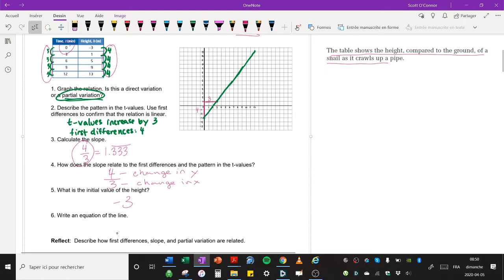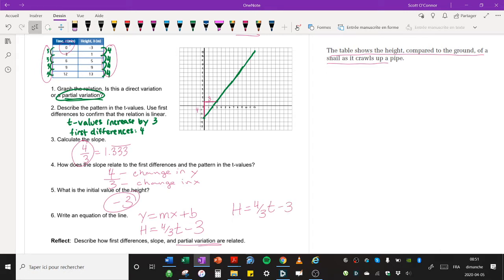Equation for this line. So when we write an equation in the form y equals mx plus b, in this case, we know it's partial variation, so it's y equals mx plus b. The y is the height, so we can write h for that. The slope we determined was 4 over 3. And then x is the independent variable, which is t, and the initial value, which is b, is -3. So h is equal to 4 over 3 t minus 3. All right, and that is your equation.